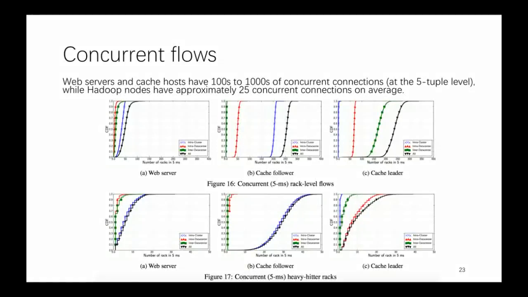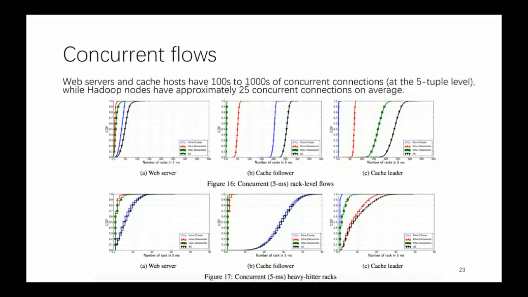Cache followers communicate with different racks. Cache followers communicate with at least 225 to 300 different racks, and the cache leaders they talk to number 175 to 350. The location of the racks varies dramatically, as discussed previously. The web servers communicate with relatively few, that is 10 to 125 racks concurrently.